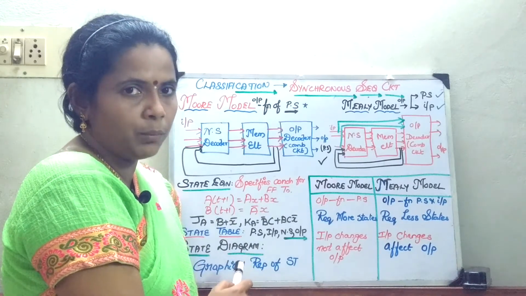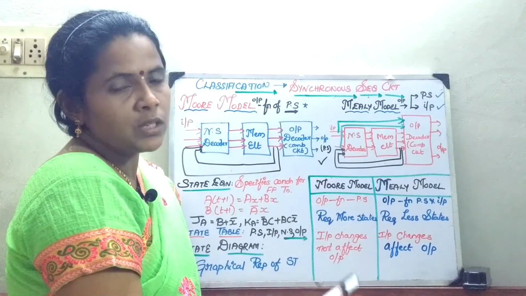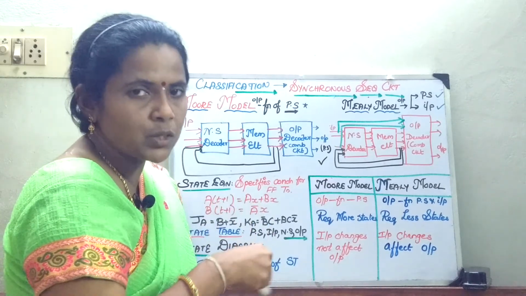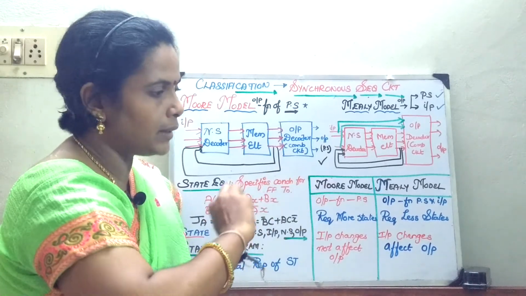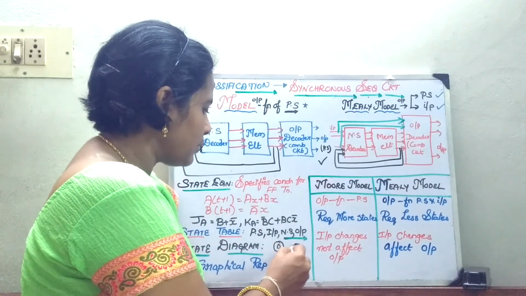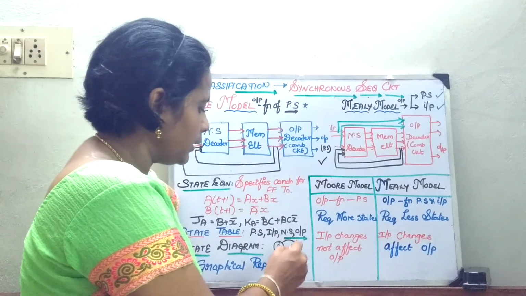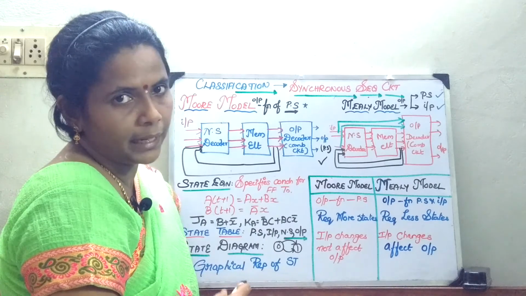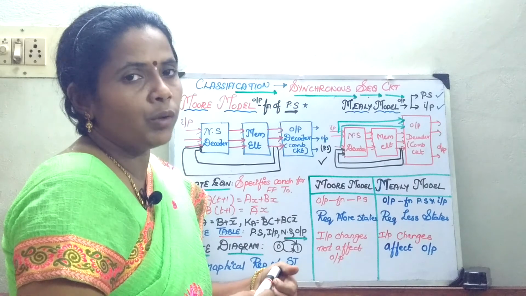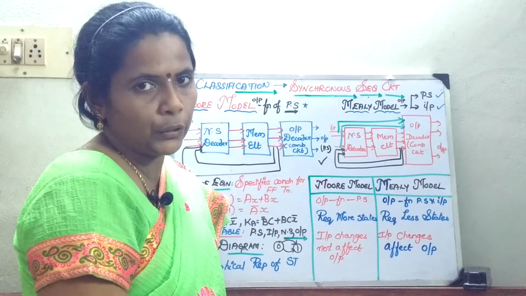A state diagram is the graphical representation of your state table. If I represent my state table in a graphical way, each state is represented as a circle and the transitions are given by means of arrows. Each state I will write like this, and the transition I will write using the arrow mark. Then it is called a state diagram. With this I conclude the basics. In the next class, we will analyze a Moore model circuit and a Mealy model circuit. Thank you.